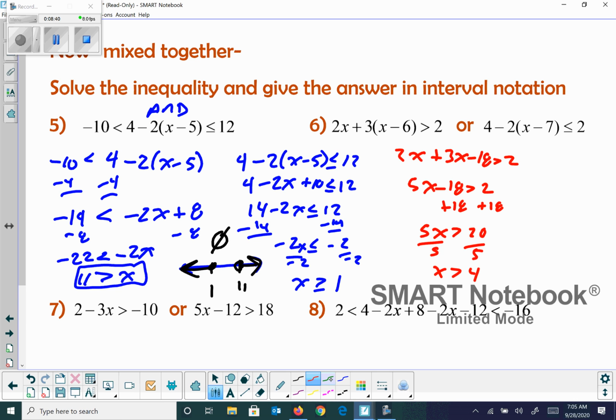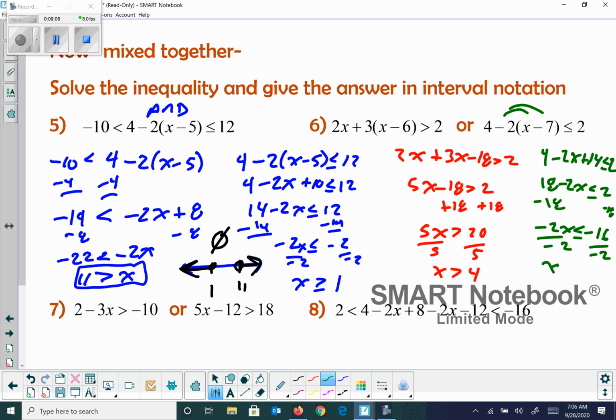Let's go ahead and do the second problem. Distribute the negative over both. Less than or equal to 2. Squeeze it in there. So that's 18 minus 2x is less than or equal to 2. Subtract 18. So negative 2x is less than or equal to negative 16. Divide each side by negative 2. Sign is going to flip over.